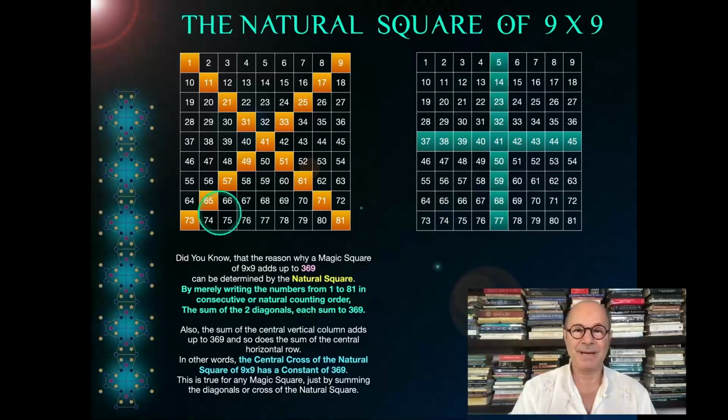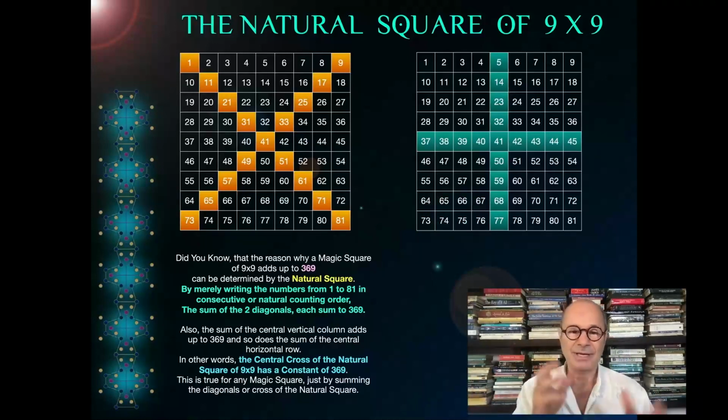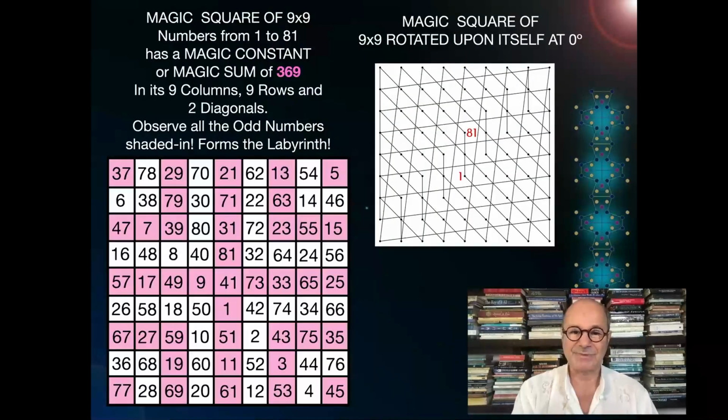So what's interesting about the magic square is that before we make a magic square, we just write a natural square. So 1, 2, 3, 4, 5. If you write all the numbers from 1 to 81, the cross or the two diagonals already add up to 369, and so does the central cross. So this is before we've even made it all add up to 369. So we look at a natural square, add up the cross or diagonals, and that tells us that everything adds up to 369.